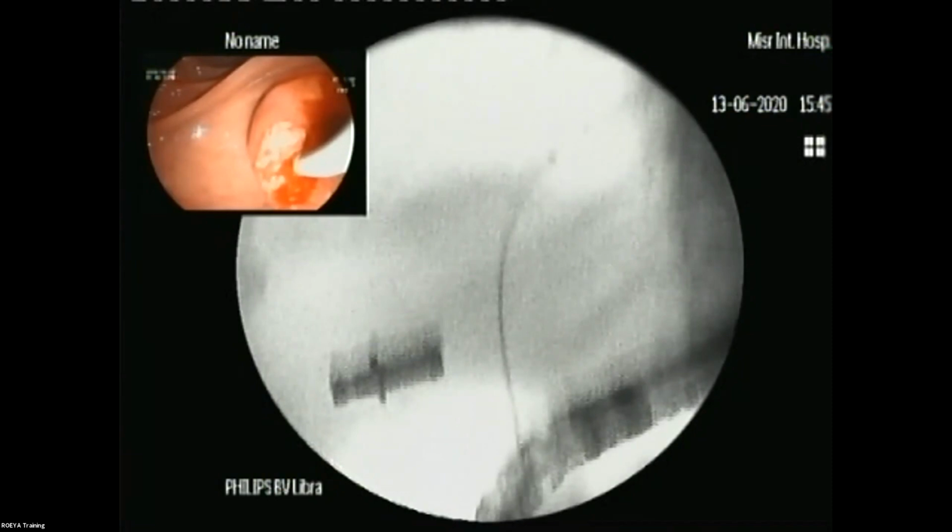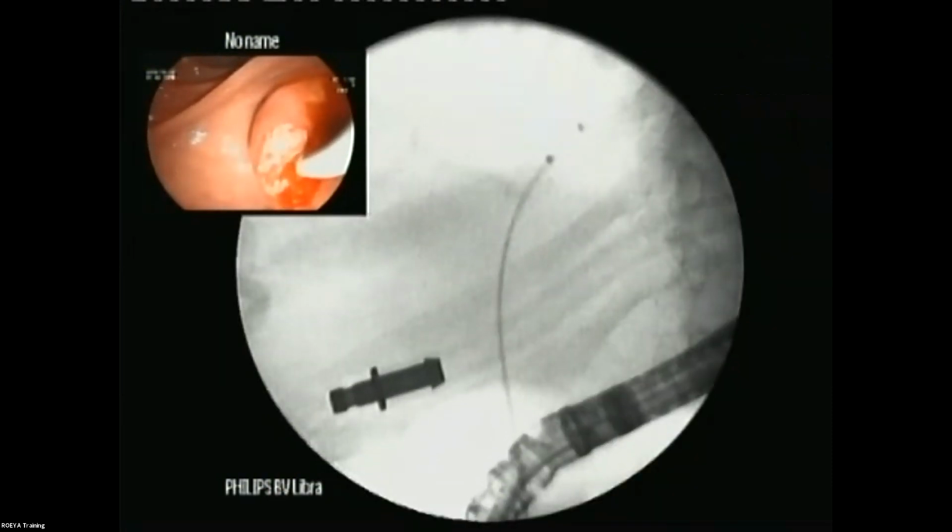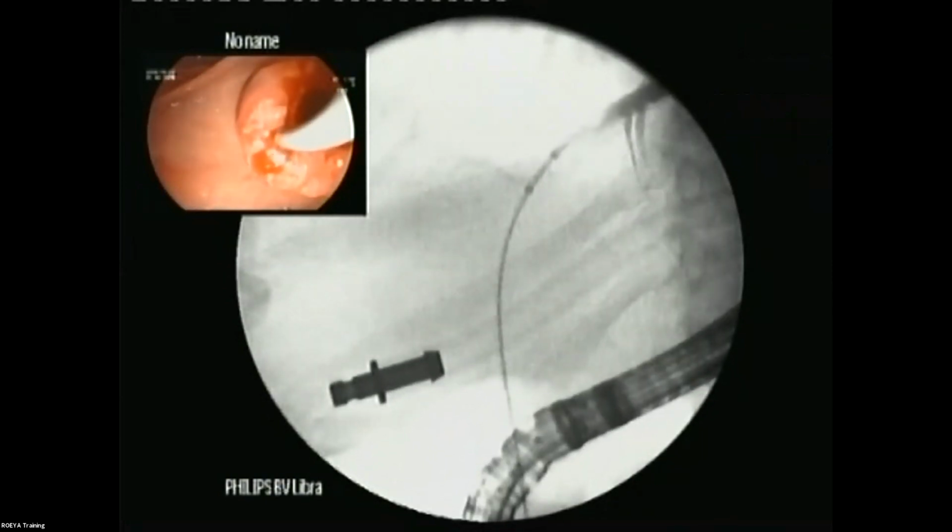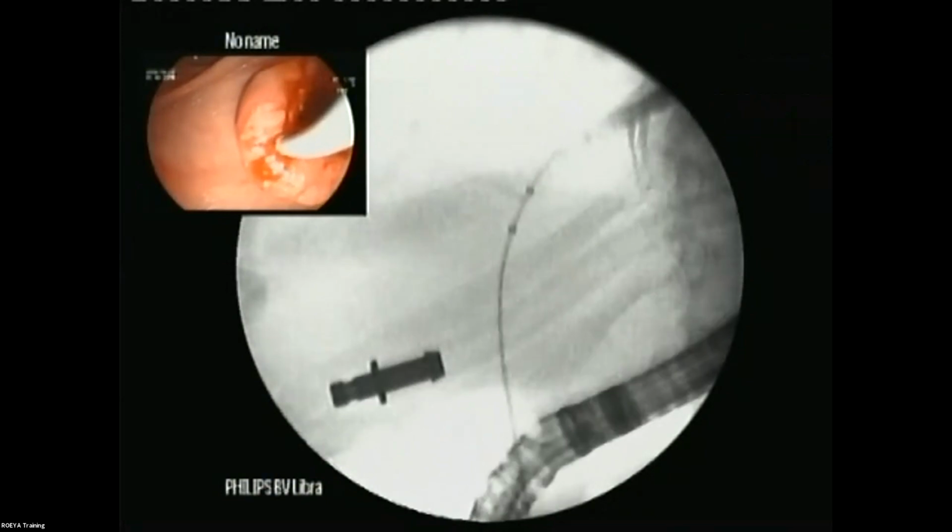Okay. Inject control. Screen on. Inject. On screen.